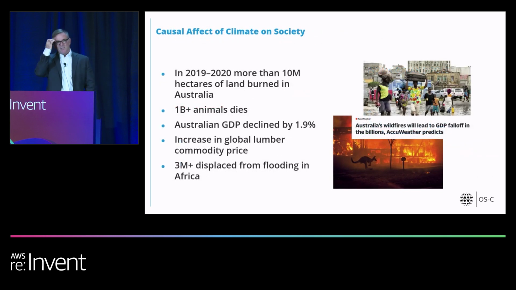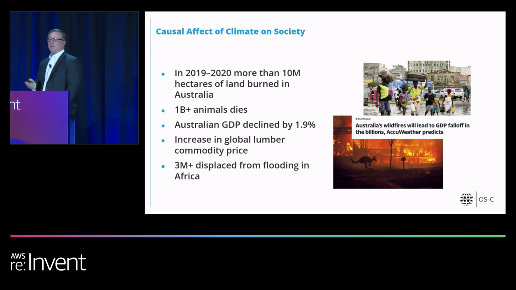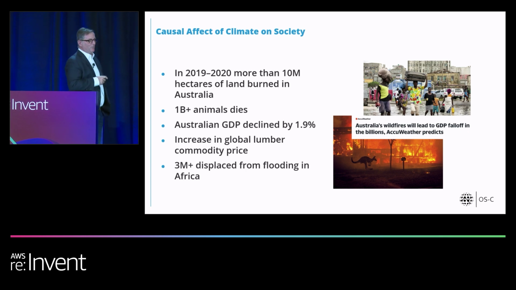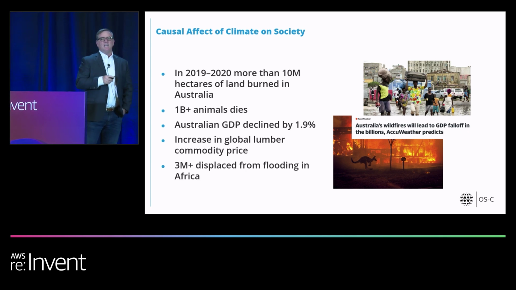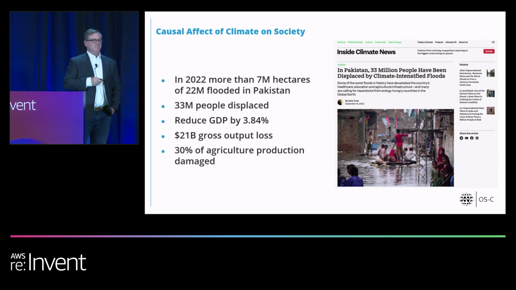Here's the causal effect of that. In 2019 and 2020, 10 million hectares of land burned. Everybody saw it on the news, right? But it also killed 1 billion animals and caused a decline in the GDP of Australia of 1.9%. It increased the lumber commodity price in the world by 11%, right? It actually displaced 3 million people. Everybody knows about Pakistan today, right?